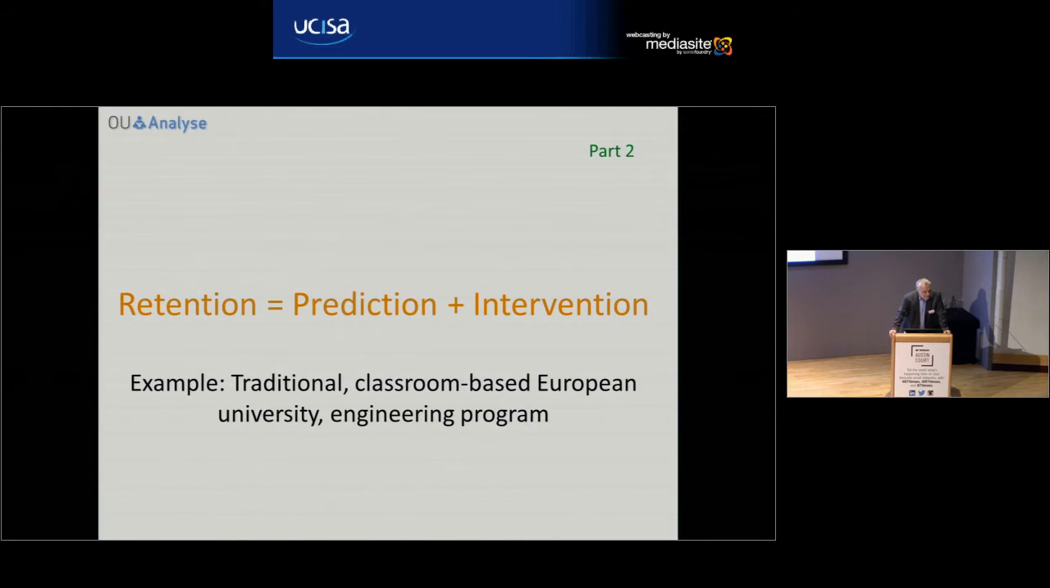I have a second part, which is a presentation I'm presenting for the first time. Our model is very specific for the Open University, but there are other types of universities. So I contacted one European classroom-based university with an engineering program, and I got some data, and we built a simple prediction. This is the first time I'm presenting that, and you will see it's really, really simple.